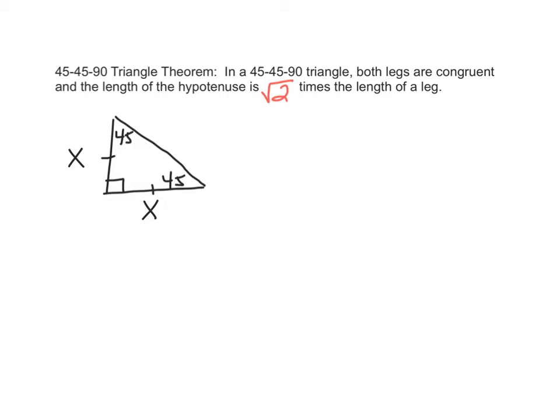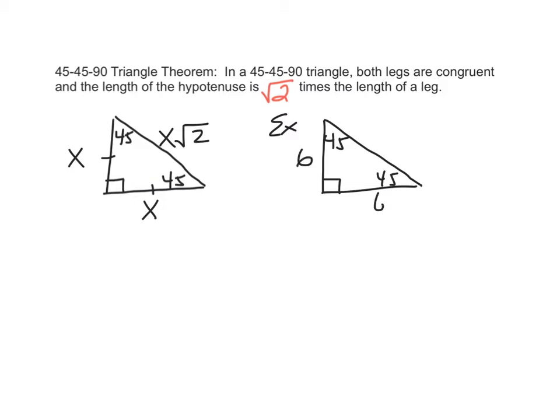It says the hypotenuse is root 2 times the length. So in other words, if the leg is x, then the hypotenuse is x root 2. A pretty simple example is if I gave you a 45, 45, 90 triangle, and let's say I called this 6. That means this has to be 6, because if these are both 45, then opposite sides have to be the same. And then by this theorem, if I know this is 6 and this is 6, the hypotenuse has to be this times root 2. So in other words, it's 6 root 2.